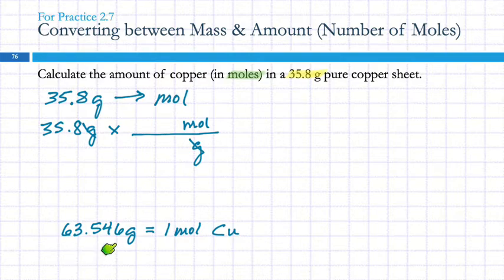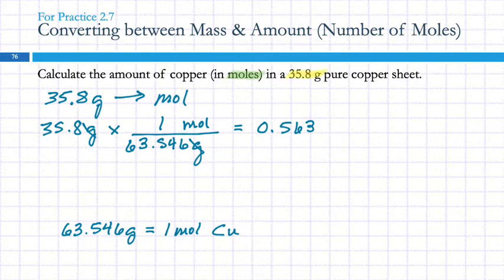So this tells me that the number here should go with grams. Grams is on the bottom, so the number goes on the bottom. That's equal to 1 mole, so 1 goes on the top. 35.8 times 1 divided by 63.546. 0.563, and it's giving me a whole bunch of numbers. I don't want to write them down.